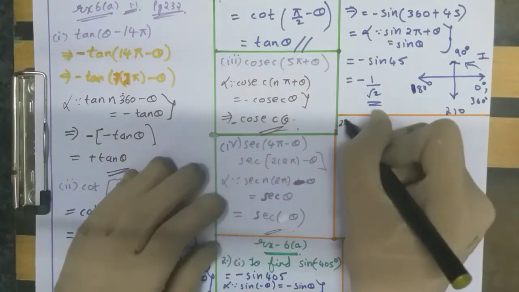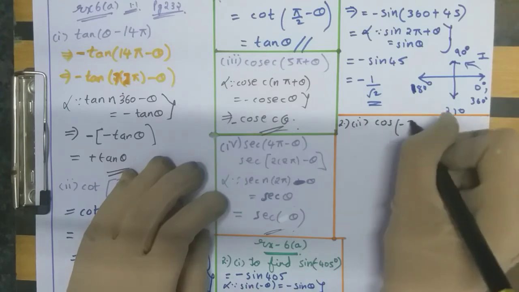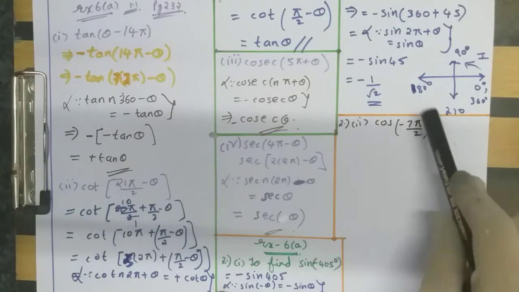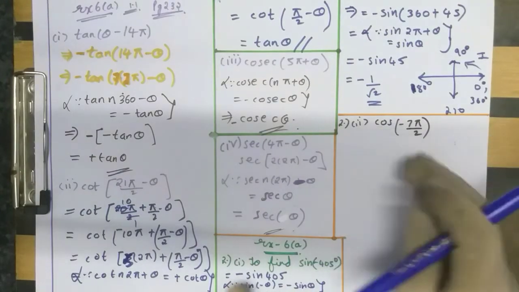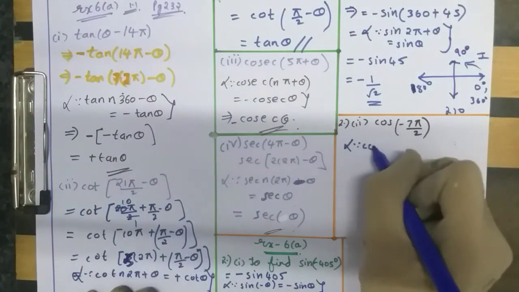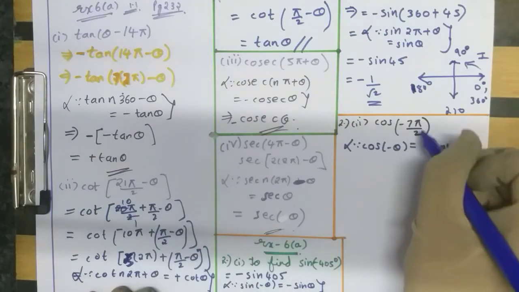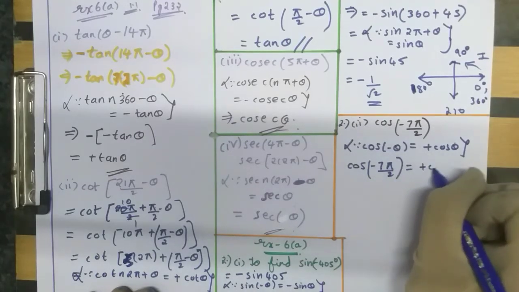Second question, second bit. Find the value of cos minus 7 pi by 2. Okay, how to do this sum? Here also we have minus in the bracket, right? See, cos minus theta is plus cos theta. Remember that. You have the formula: sine minus theta is minus sine theta, but cos minus theta is plus cos theta. So I can write this cos minus 7 pi by 2 as plus cos 7 pi by 2.